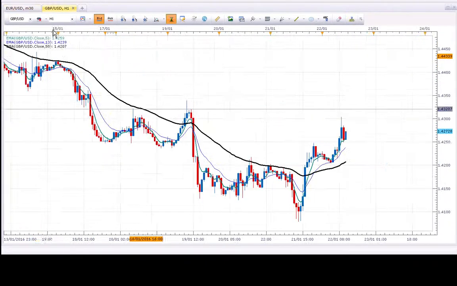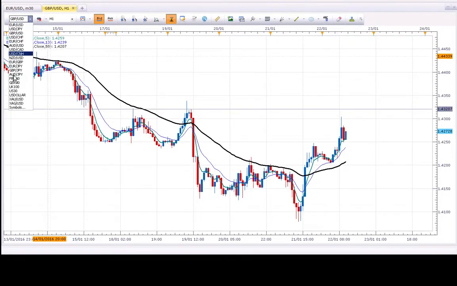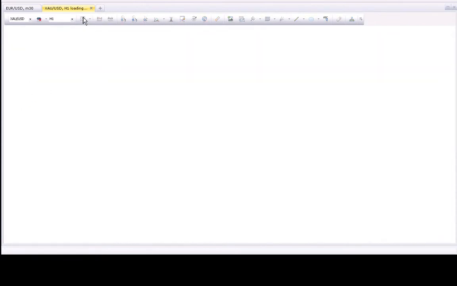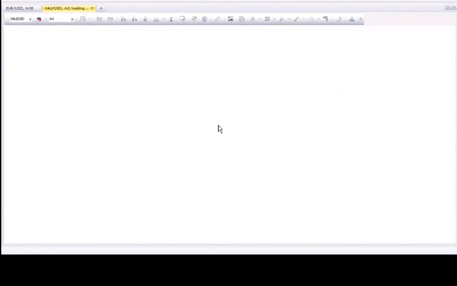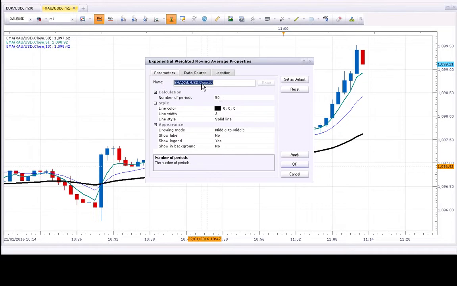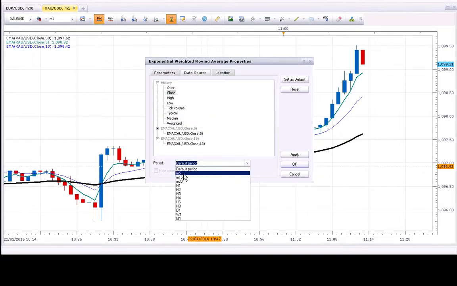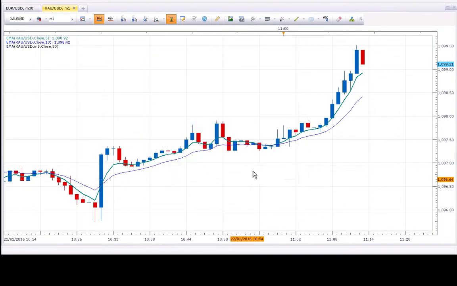Okay, so let's just take a look at maybe another market and see what else is out there. Let's just go for a random one. Let's go for gold. I hate trading gold. It's really quite a volatile market, but it will be good to see how it looks.